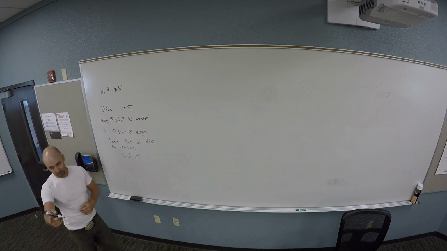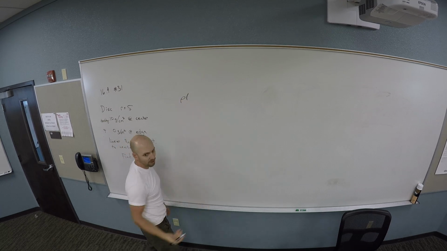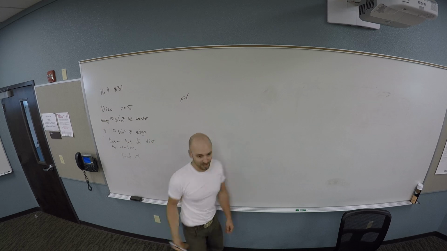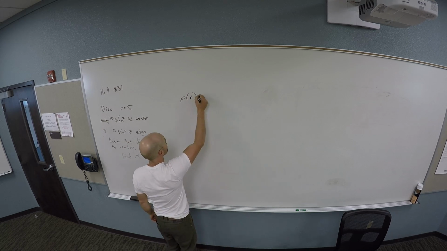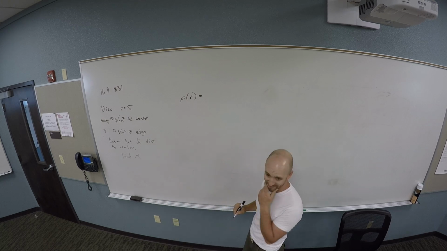Density function. Yeah, good. I need to write a density function. So let's see. Density as a function of what? Radius. Radius seems like the thing they suggested. Okay, so density as a function of radius is what? 10 minus 2r.